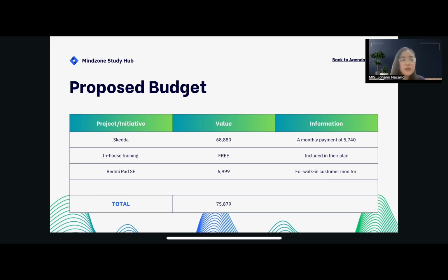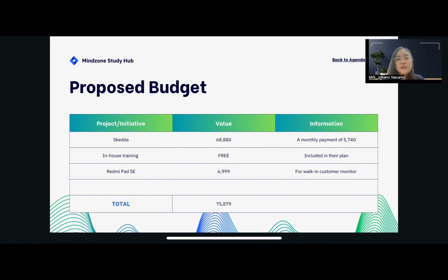And for the hardware upgrade, we chose the Redmi Pad SE since it's also the best suited type of tablet that they can use just for the customer facing monitoring for available seats. And it's around 6,999 or 7,000 for the walk-in monitor. So basically, they will need a payment of 75,879. Or sorry, that's actually not annual, but a one-time payment. But the 68,880 is the annual payment.